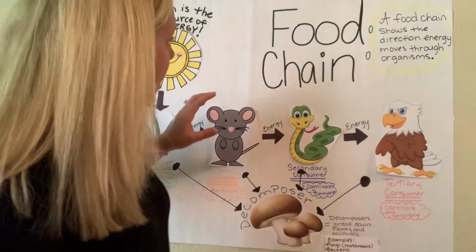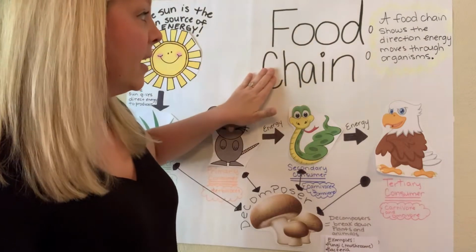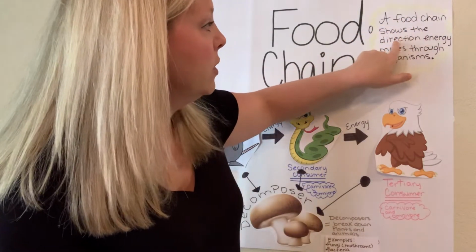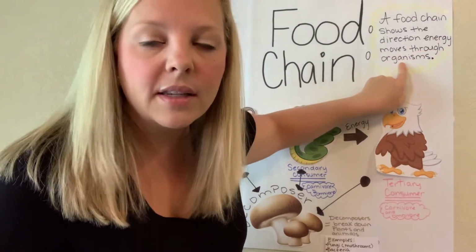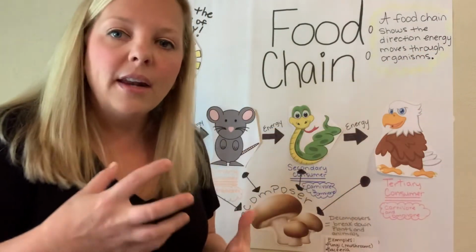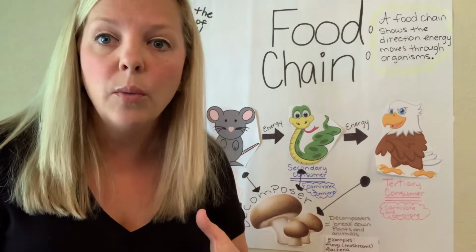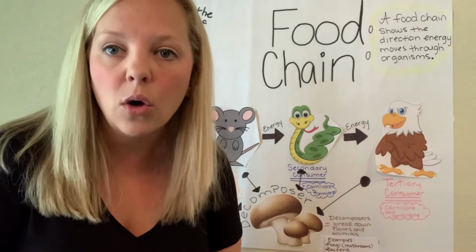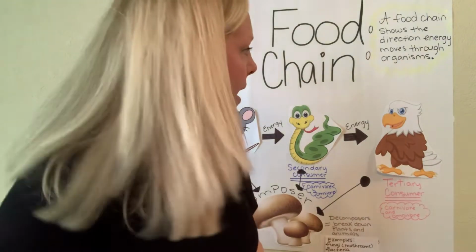The top thing that we want to start with is the title. The title is Food Chain. A food chain shows the direction energy moves through organisms. And so when we look at a food chain, some people get confused thinking that it's who eats who, but it's actually the flow of energy of organisms. And so we're going to check that out next.